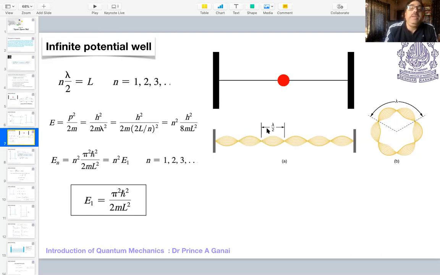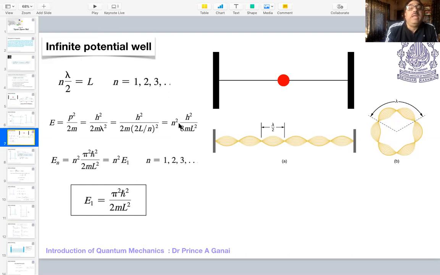If we put that postulate here, we can say that lambda by 2 is the distance between two nodes, and that an integral multiple of it would be the total length L between the two ends of the potential, where n takes only the integer values 1, 2, 3 and so on. Since there is the non-relativistic energy-momentum relation, and by the de Broglie postulate momentum can be replaced by h by lambda, we can easily get the energy in terms of these constants: h square by 8mL square. So this is the quantum of energy, the zero point energy of the system, h square by 8mL square, and the higher energies would be multiples by n square.